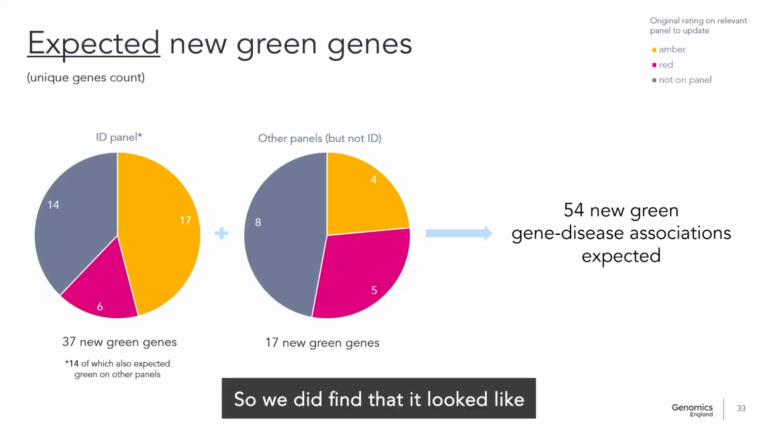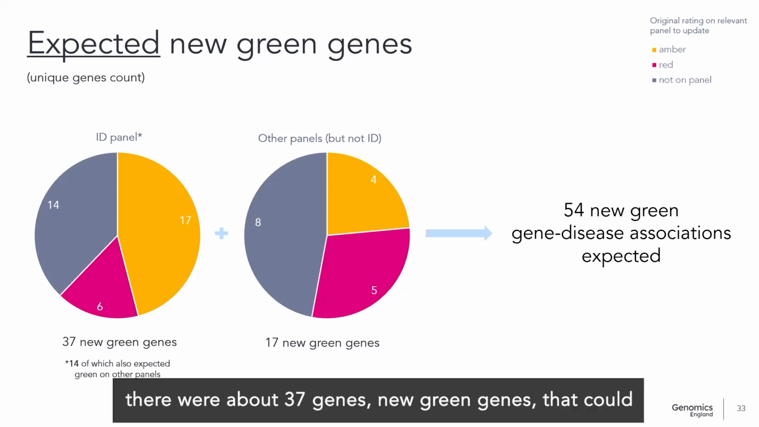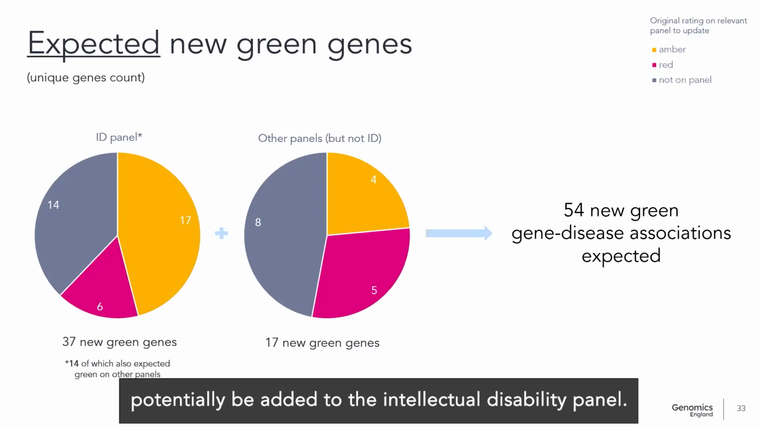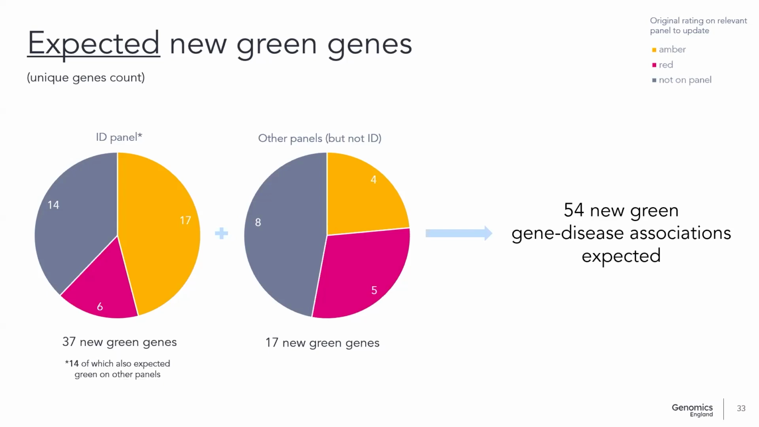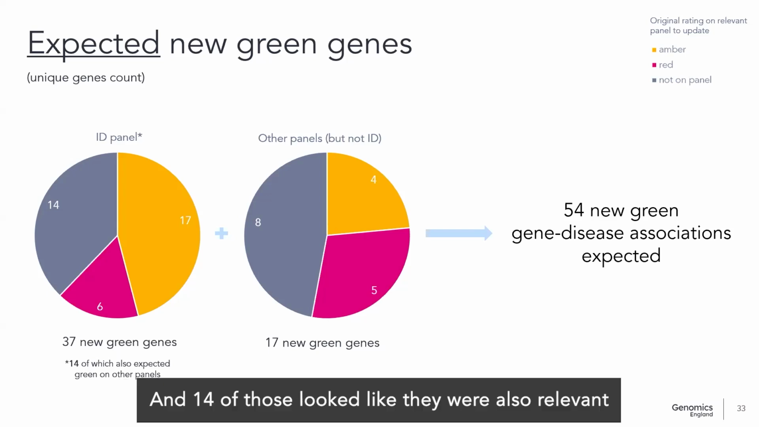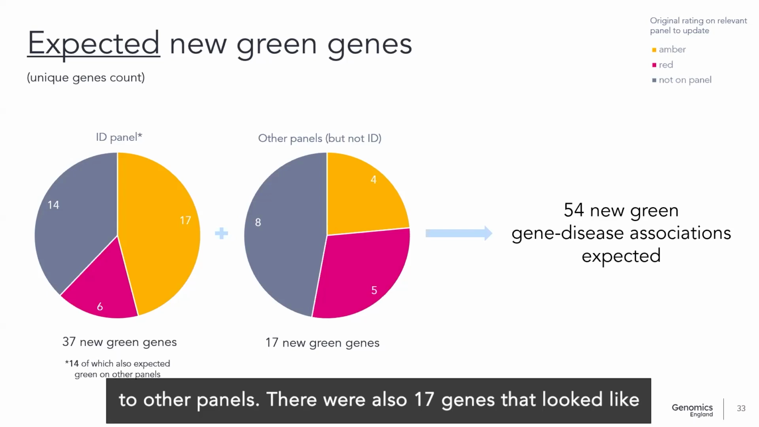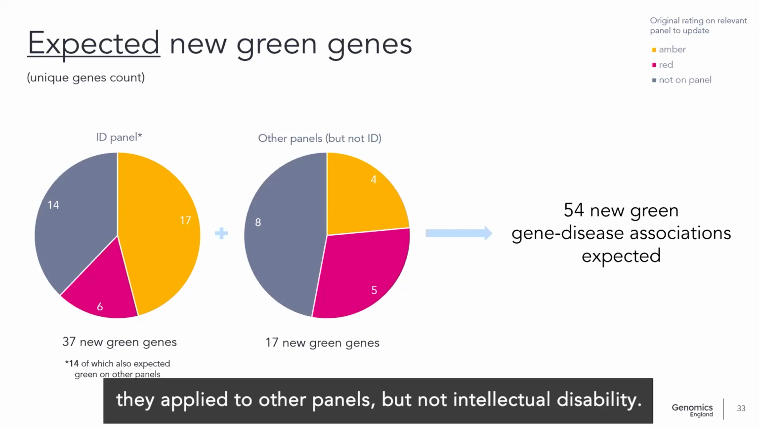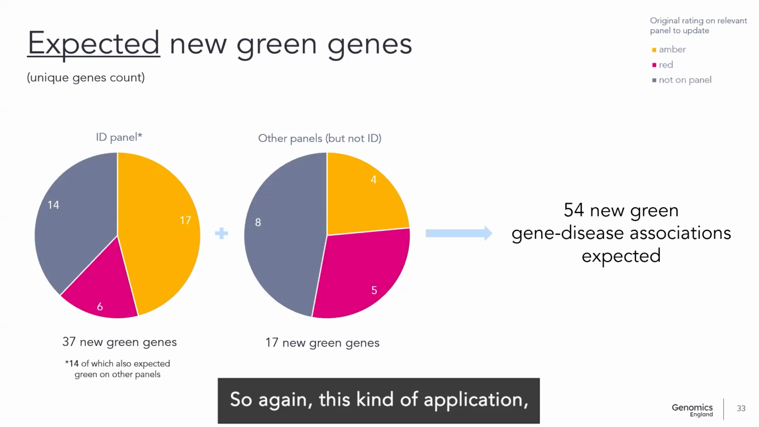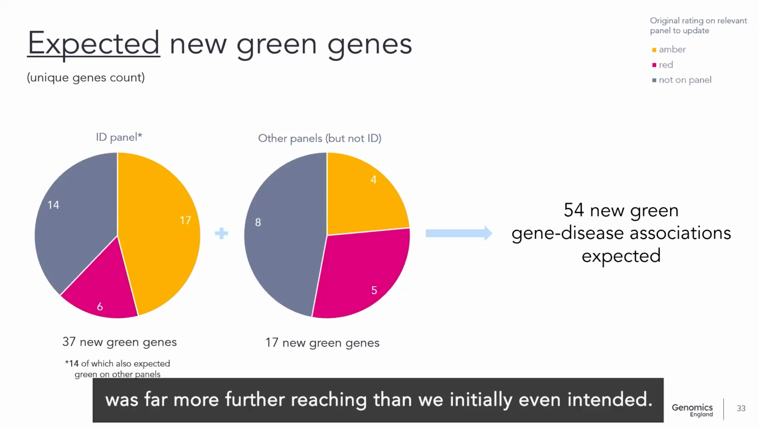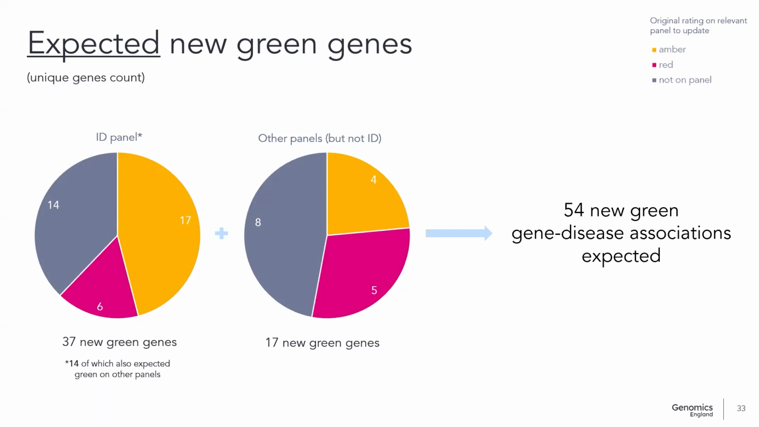We did find that it looked like there were about 37 new green genes that could potentially be added to the intellectual disability panel. And 14 of those looked like they were also relevant to other panels. There were also 17 genes that looked like they applied to other panels, but not intellectual disability. So again, this application was far more far-reaching than we initially even intended.